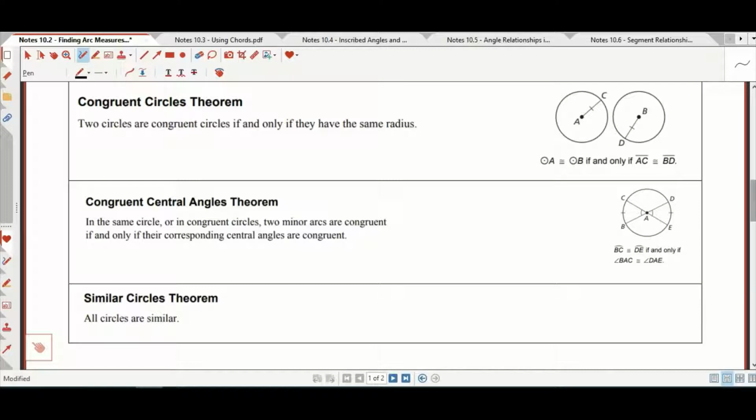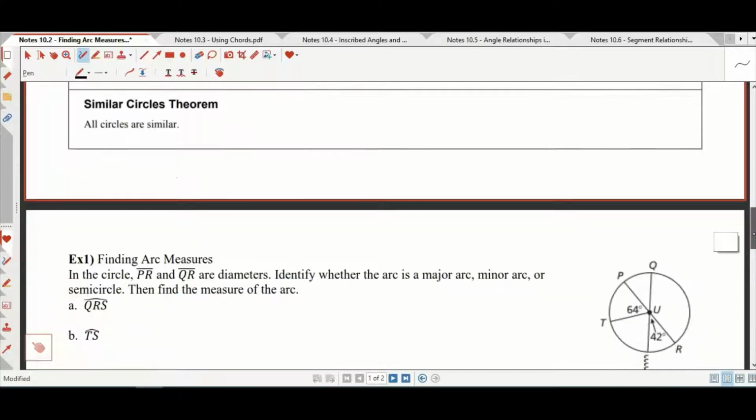Congruent central angle theorem: in the same circle or in congruent circles, two minor arcs are congruent if and only if their corresponding central angles are congruent. We might be able to talk about the measure of these, like how many degrees are in there, but their actual lengths are only congruent if the angles are congruent, in a congruent circle or the circle within itself. Similar circles theorem: all circles are similar. And we'll get to that in but a moment.